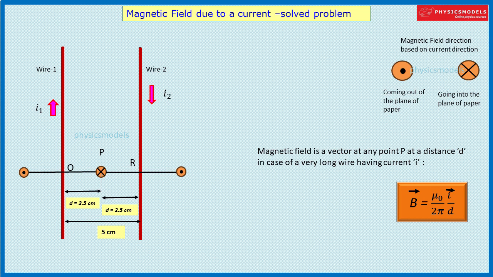The distance between the wires, which is 5 centimeters, would be divided equally into 2.5 centimeters and 2.5 centimeters. With this, the general equation for the magnetic field vector will be B is equal to mu 0 by 2 pi into I by d, where mu 0 by 2 pi is a constant and I is the current and d is the perpendicular distance from the wire. We now apply this general equation to the two magnetic fields.